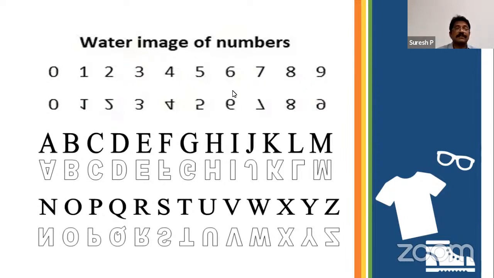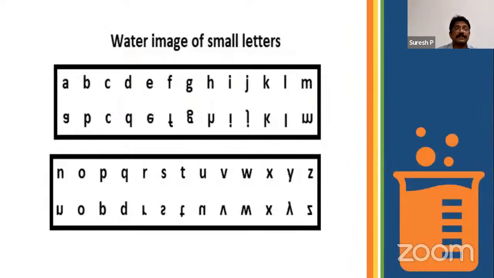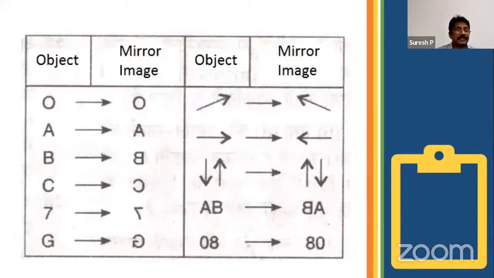The previous one, that is here 7. This is 7, and the mirror image is this 7. Are you able to follow this one? Now we will see the next one.